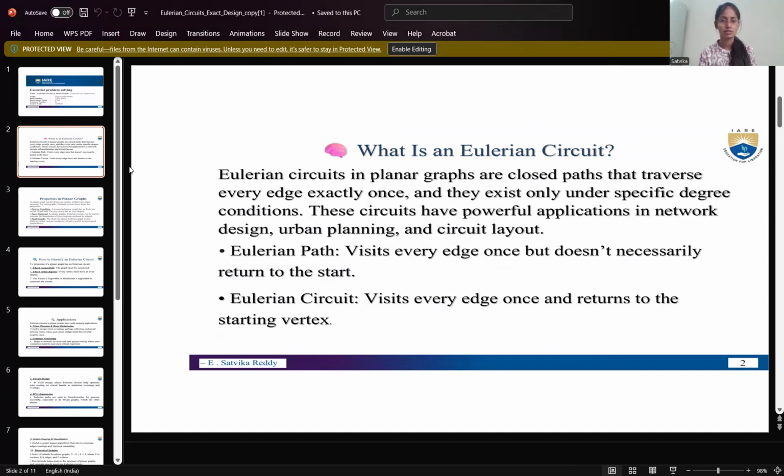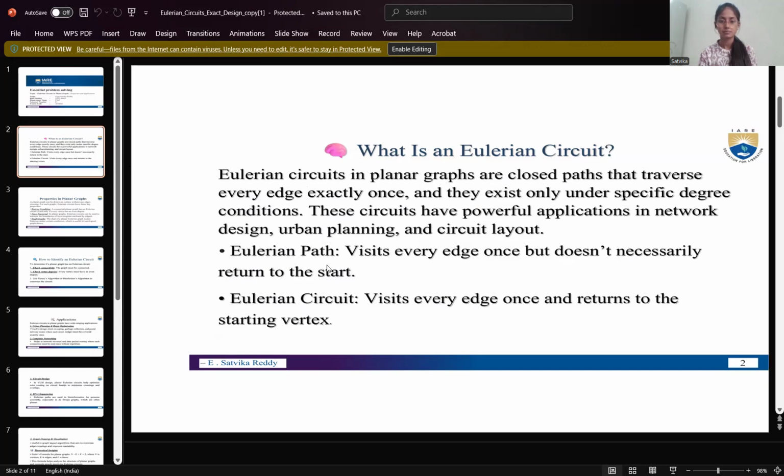What is an Eulerian circuit? An Eulerian circuit, or Eulerian cycle, is a closed path in a graph that starts and ends at the same vertex and travels along every edge exactly once. It does not repeat any edge, though vertices can repeat, and it exists only under specific degree conditions. These circuits have powerful applications in network design, urban planning, and circuit layout.